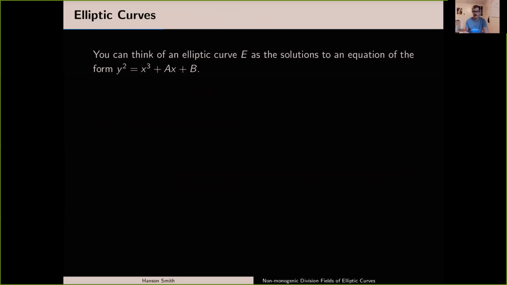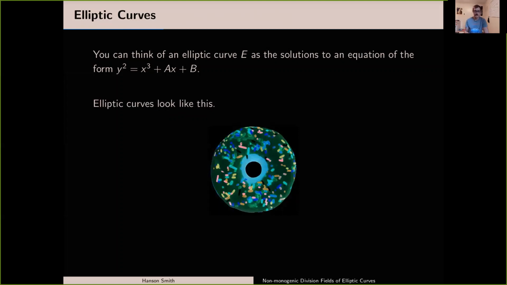Changing gears a little bit, let's talk about elliptic curves. So if you haven't seen an elliptic curve before, some parts of this talk might be a little rough, but you can think of them as solutions to this equation right here, y squared equals a cubic. And there's also a point at infinity in there. If I want to picture them, they look like donuts.